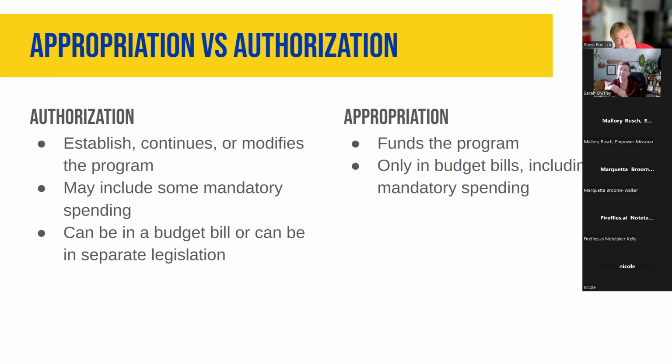Whereas appropriation is the actual funding that program is going to receive this year, right? It is really only a process that happens through budget bills, even when they pass a process or a law or a policy through the legislative process, right? That is usually just the authorization, and then the program has to be funded. That funding happens through the appropriation process.